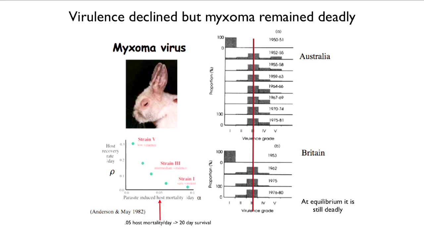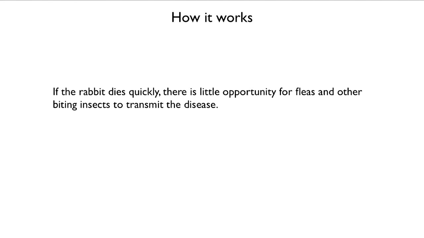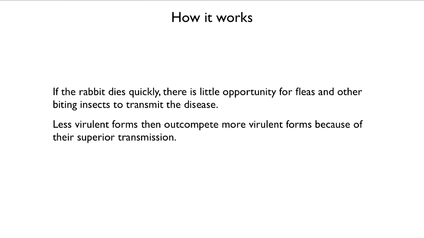So the virulence evolves to an intermediate point and then it stops there. And at that point, it is still deadly. So how does it work? Well, if the rabbit dies quickly, there's very little opportunity for fleas and other insects to transmit the disease. So if the rabbit is dying quickly, then a less virulent form that doesn't kill the host as rapidly will outcompete the more virulent form because they have superior transmission.